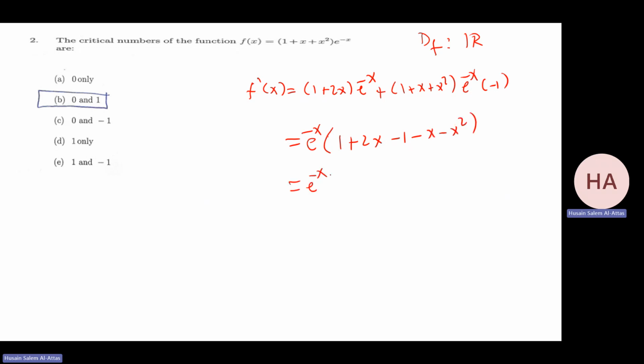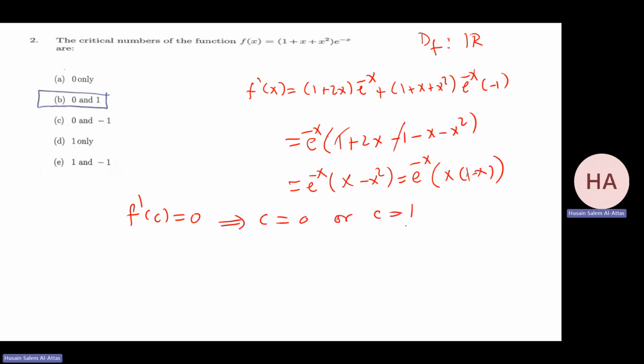And that gives me what? This is cancelled. So I have x minus x squared, which is x times (x minus 1), or x times (1 minus x). And if f prime at c equals 0, that implies c equals 0 or c equals 1. And both belong to the domain of f. The domain of f is all real numbers. So 0 and 1 is the answer.